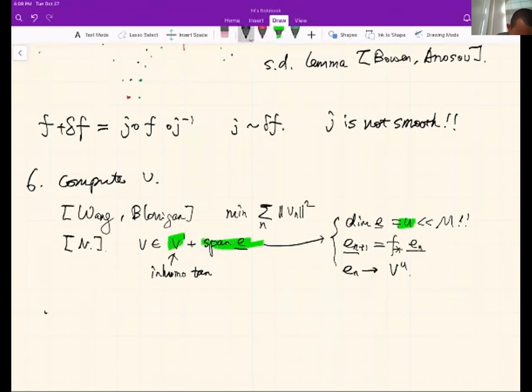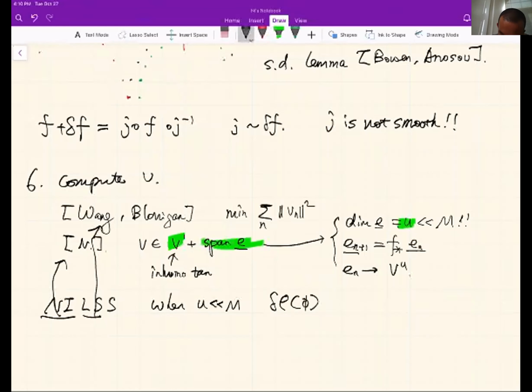Okay, and this algorithm is called the non-intrusive least squares shadowing algorithm. So non-intrusive refers to this, and least squares refers to their idea. And in fact, when U is much smaller than M, we can approximate the linear response by only the shadowing contribution. It's not hard to imagine, because when U is much smaller than M, you can somehow model the unstable contribution and say it is small. So you can approximate the linear response by only the shadowing contribution, and this makes the NILSS algorithm an approximate algorithm for the linear response.